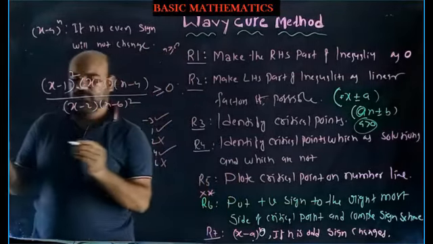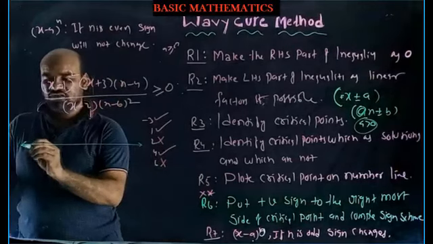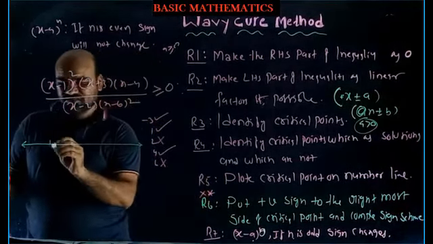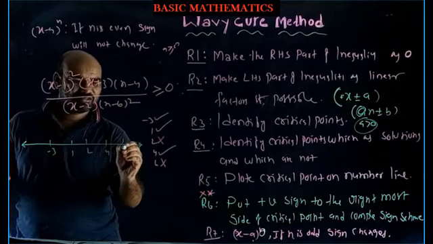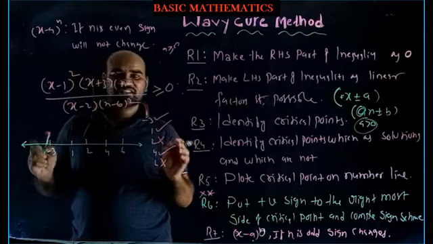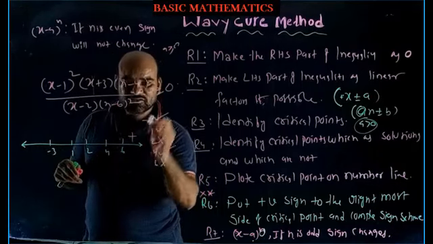Take a number line. Plot the critical points on the number line in their order. Minus 3 first. After that 1, 2, 4, 6. The number line is divided into 6 pieces. Just write the plus symbol here. Don't bother about this.